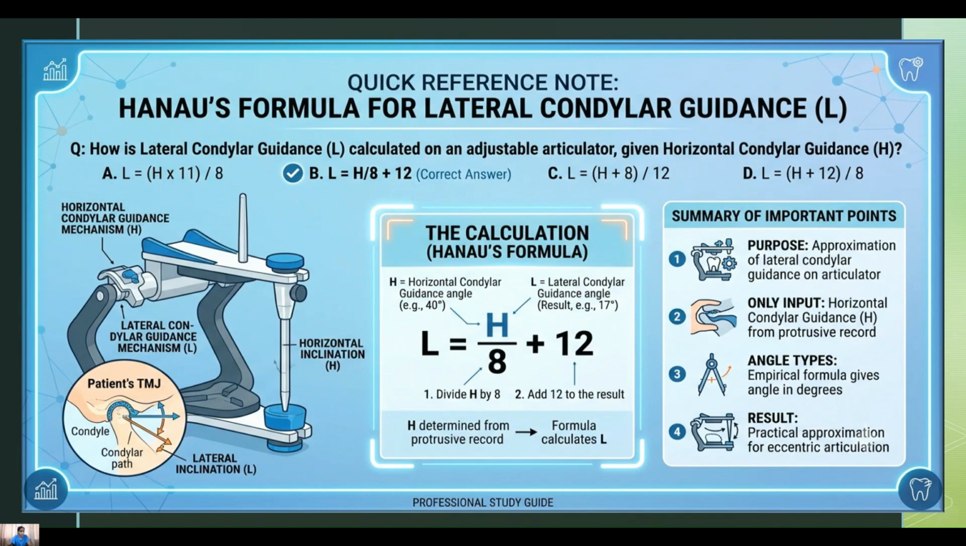Dividing h by 8 and adding 12 gives a practical approximation of the lateral condylar path inclination, ensuring a proper eccentric articulation setup. Definitely log this formula in your memory for board exams. Divide your horizontal angle by 8 and then add 12.